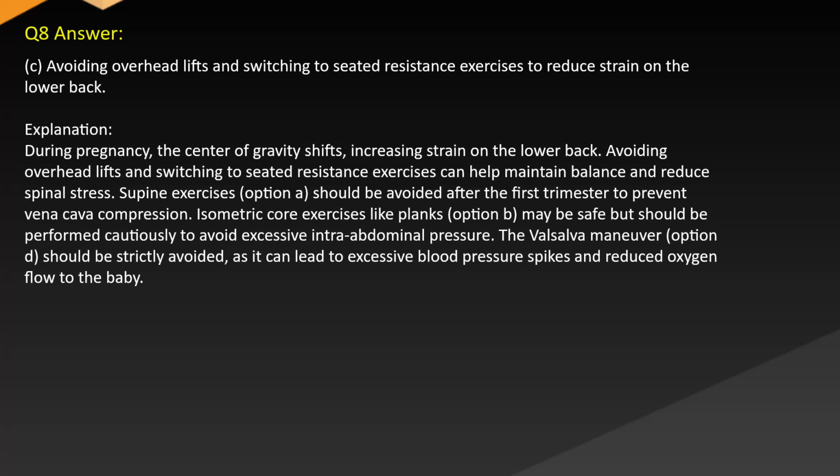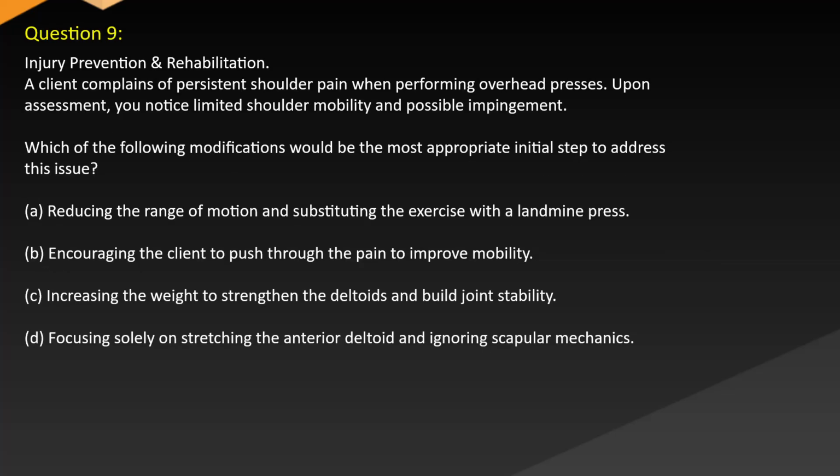Isometric core exercises like planks, option B, may be safe but should be performed cautiously to avoid excessive intra-abdominal pressure. The Valsalva maneuver, option D, should be strictly avoided as it can lead to excessive blood pressure spikes and reduced oxygen flow to the baby. Question 9. Injury prevention and rehabilitation.